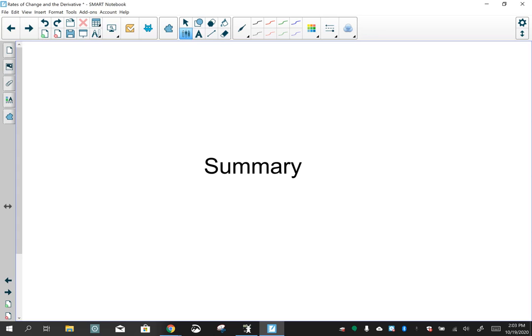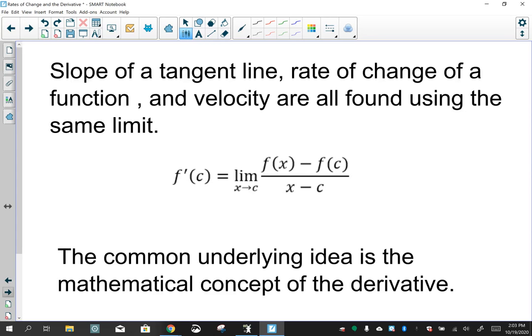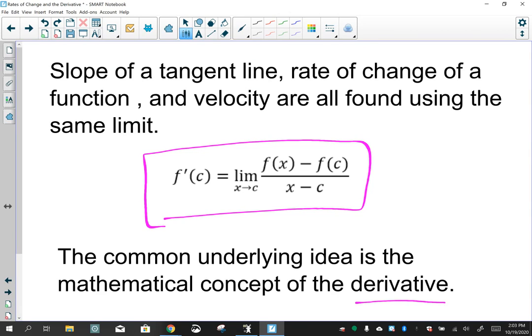So, just to summarize everything, slope of a tangent line, rate of change of a function, and velocity are all found by finding the same unit here. The common underlying idea is the mathematical concept of the derivative. So everything that we're doing here is all about derivatives. It's the introduction to derivatives.